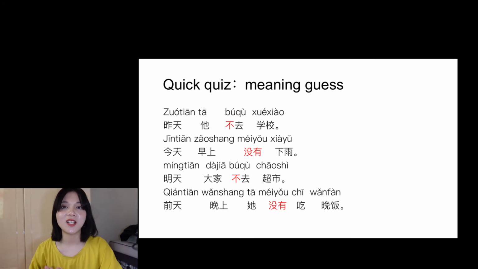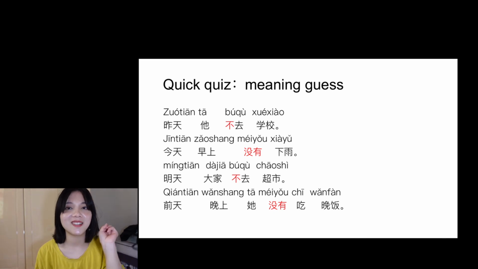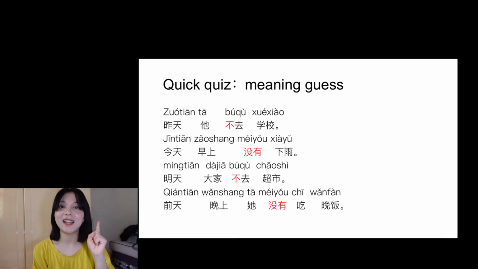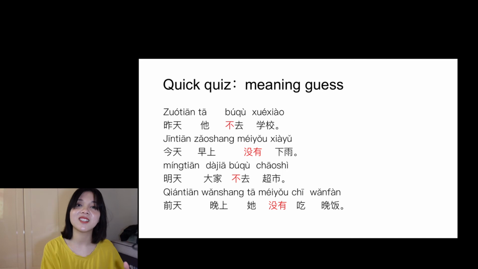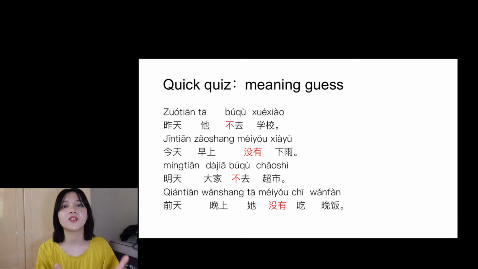So 今天早上没有下雨。Sentence 3. 明天大家不去超市。大家 means everyone, everybody. 不去超市。超市 is supermarket. Okay, next sentence. 前天晚上他没有吃晚饭。前天 is the day before yesterday. 晚上 is night. So the night of the day before yesterday. 没有吃晚饭。晚饭 is dinner. So guess the meaning.